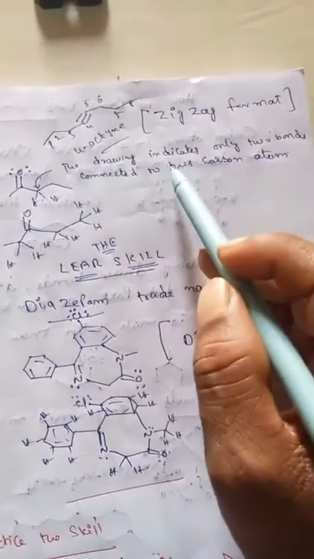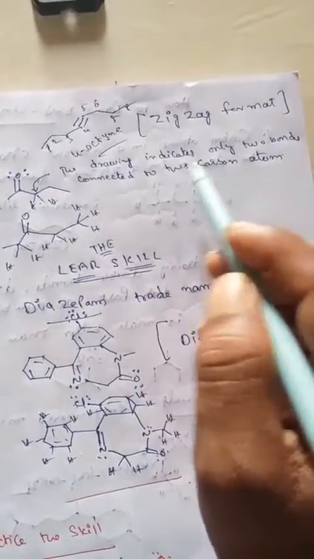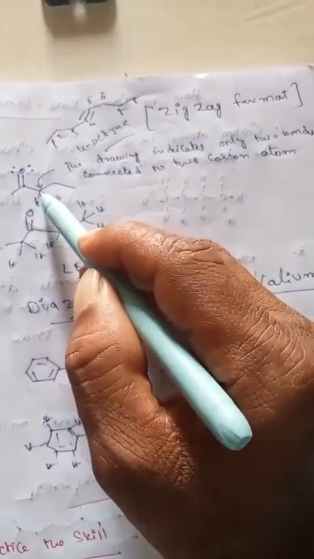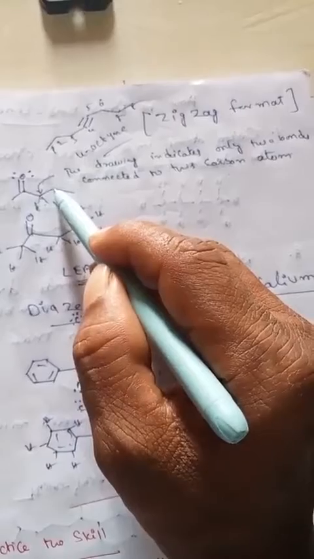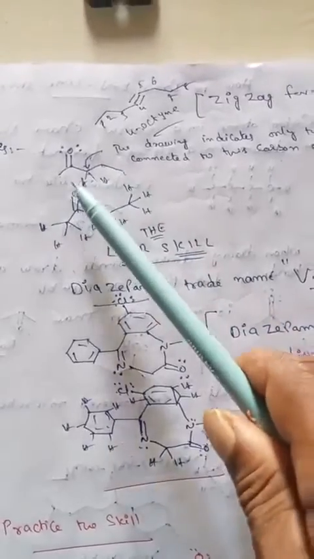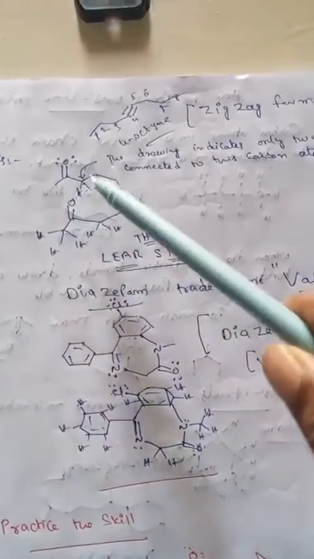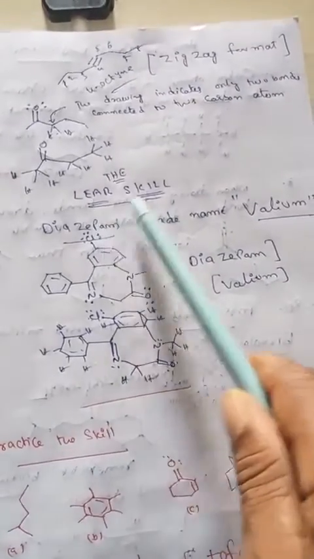The drawing indicates only two bonds connected to this carbon. Just like here, two hydrogens, and here two hydrogens, and here three hydrogens. So the drawing representation you can see here. Each line, for example, this one indicates three hydrogens, and here it represents two bonds, and the terminal one represents three bonds. This is very important; this is the learning skill.